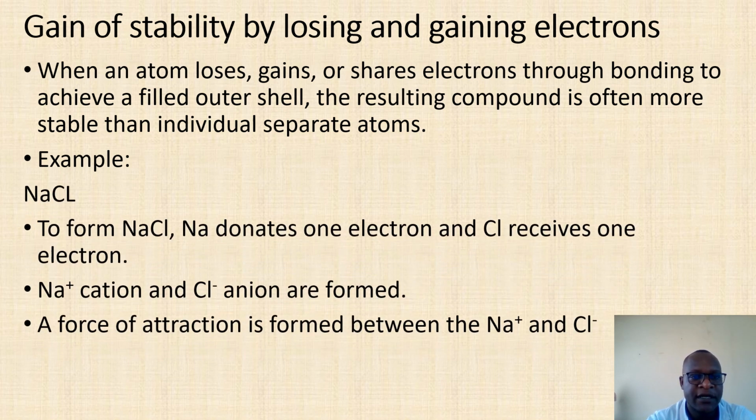And an example is sodium chloride, whereby an atom of sodium is going to donate an electron to an atom of chlorine, and a compound is going to be formed. And the compound consists of sodium ions, positive ions, and we call them cations, and also chlorine ions, and they are negatively charged, and we call them anions. And the force of attraction is going to be experienced between the sodium and the chlorine atom.